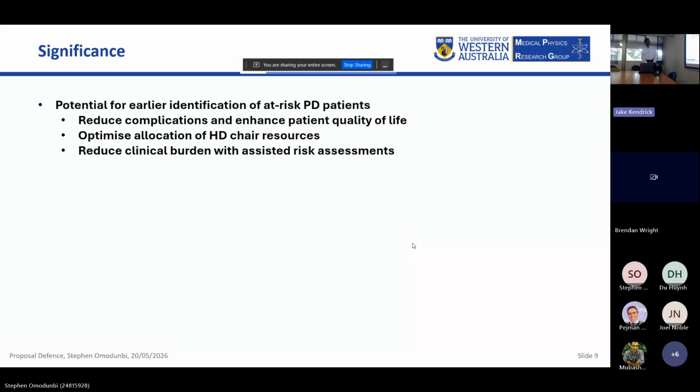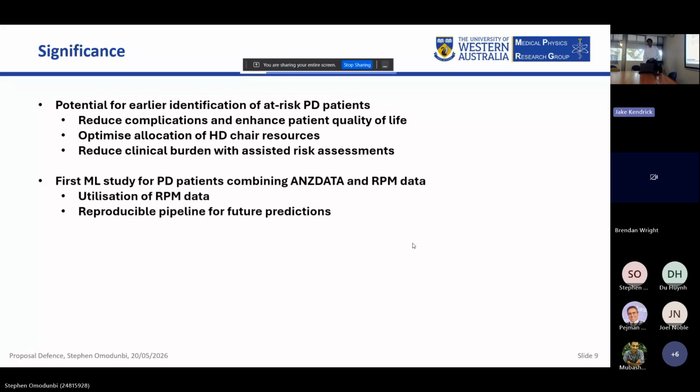And yet the significance of the research lies in its potential for early identification of at-risk PD patients, reducing complications and enhancing patient quality of life, optimizing allocation of HD chair resources, and reducing the clinical burden with assisted risk assessments, as well as it being the first machine learning study for PD patients combining ANZ data and RPM data. So we'll be able to see how the RPM data might actually affect our predictions, and we'll also be able to create a reproducible pipeline for future predictions for PD patients.